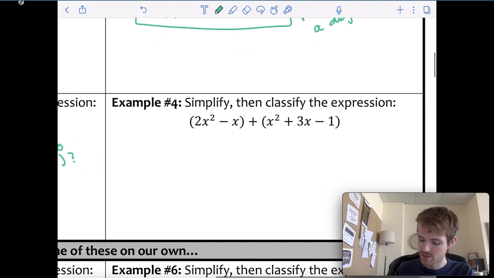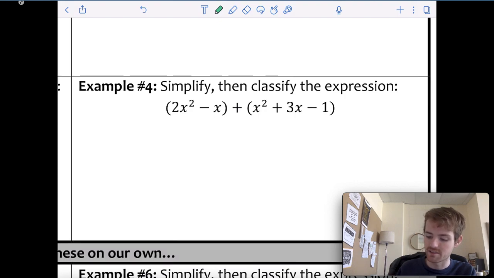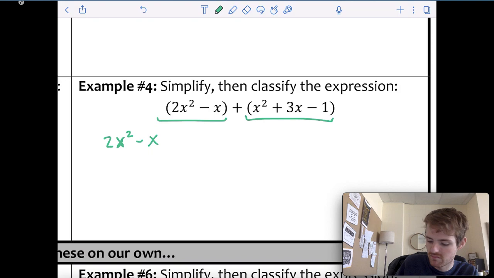Okay, so simplify, then classify the expression. Once again, we're asking, is there anything I need to do to simplify this parentheses? No. In today's lesson, you won't have to. So I can just rewrite 2x squared minus x. Is there anything I need to do with that other parentheses? There's no extra exponents outside. There's no numbers. There's none of this junk. So we just copy it out.